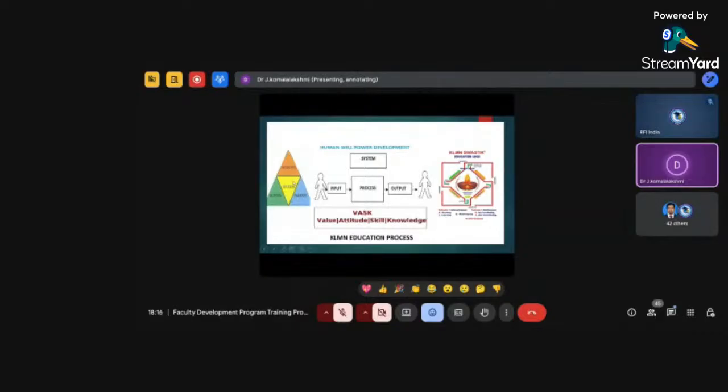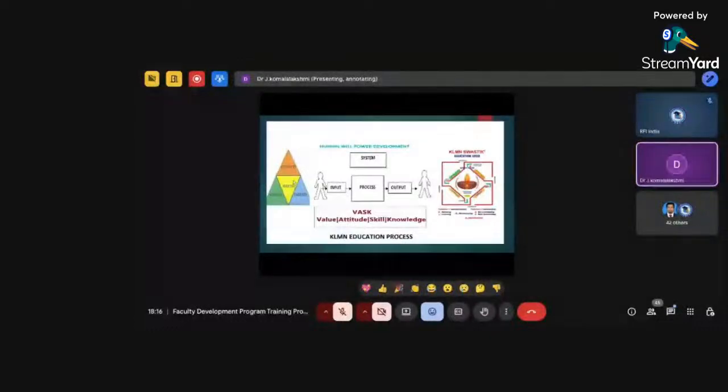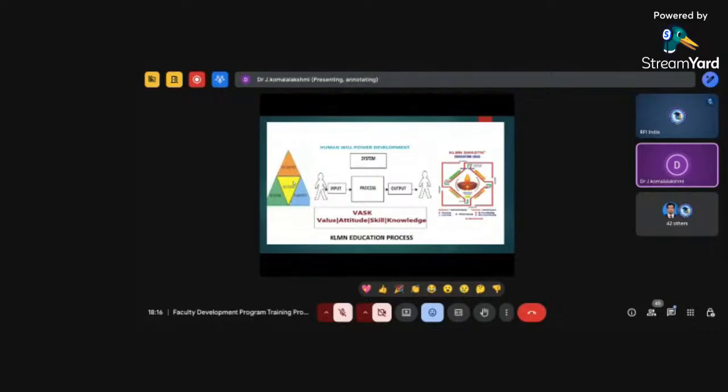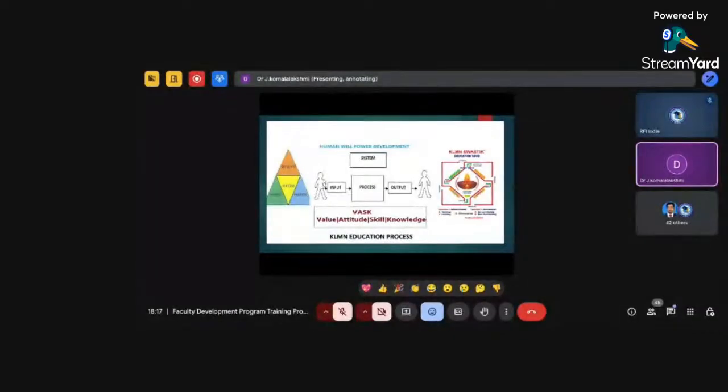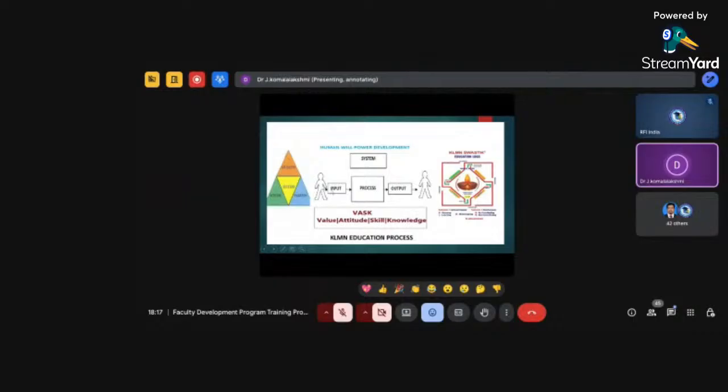And the model also deploys the VASK technique: value, attitude, skill, knowledge. Everyone should first know their own value. We have our own value and we should never give up our value, or our life, for anything. That will prevent this kind of thing. September 10th is Suicide Prevention Day, you know. So we should value our life. For any disappointment or failure, we should not give up our life. We must know that first.